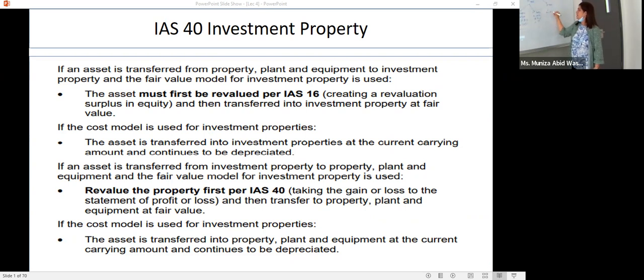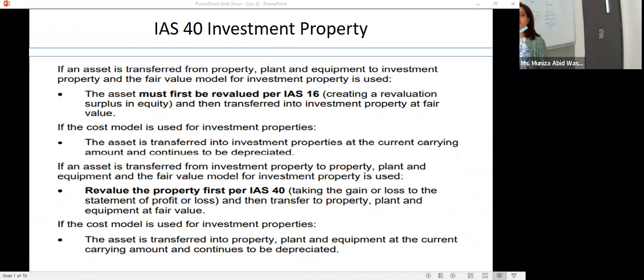The asset will be transferred at current carrying amount and continues to be depreciated. So this is what you have to keep in mind.